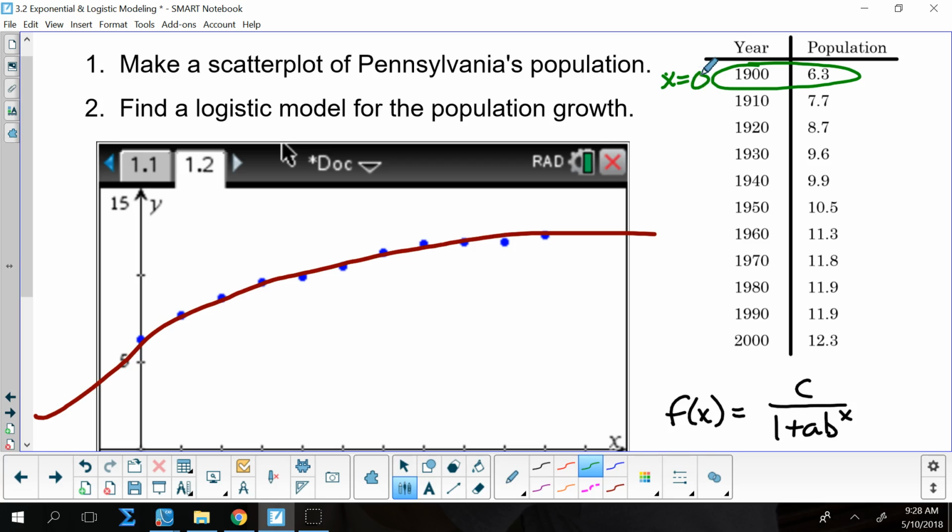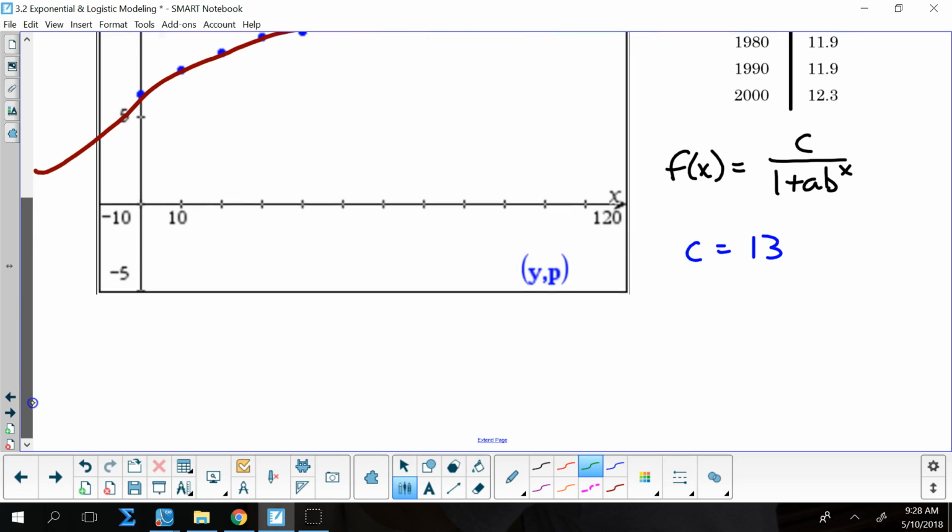So how did we use that yesterday when we were making logistic functions? You put 6.3 equals 13 over 1 plus a, because really it's ab to the x, but x is 0. Yep. So just for our purposes, 1 plus a there. Okay. Then what?